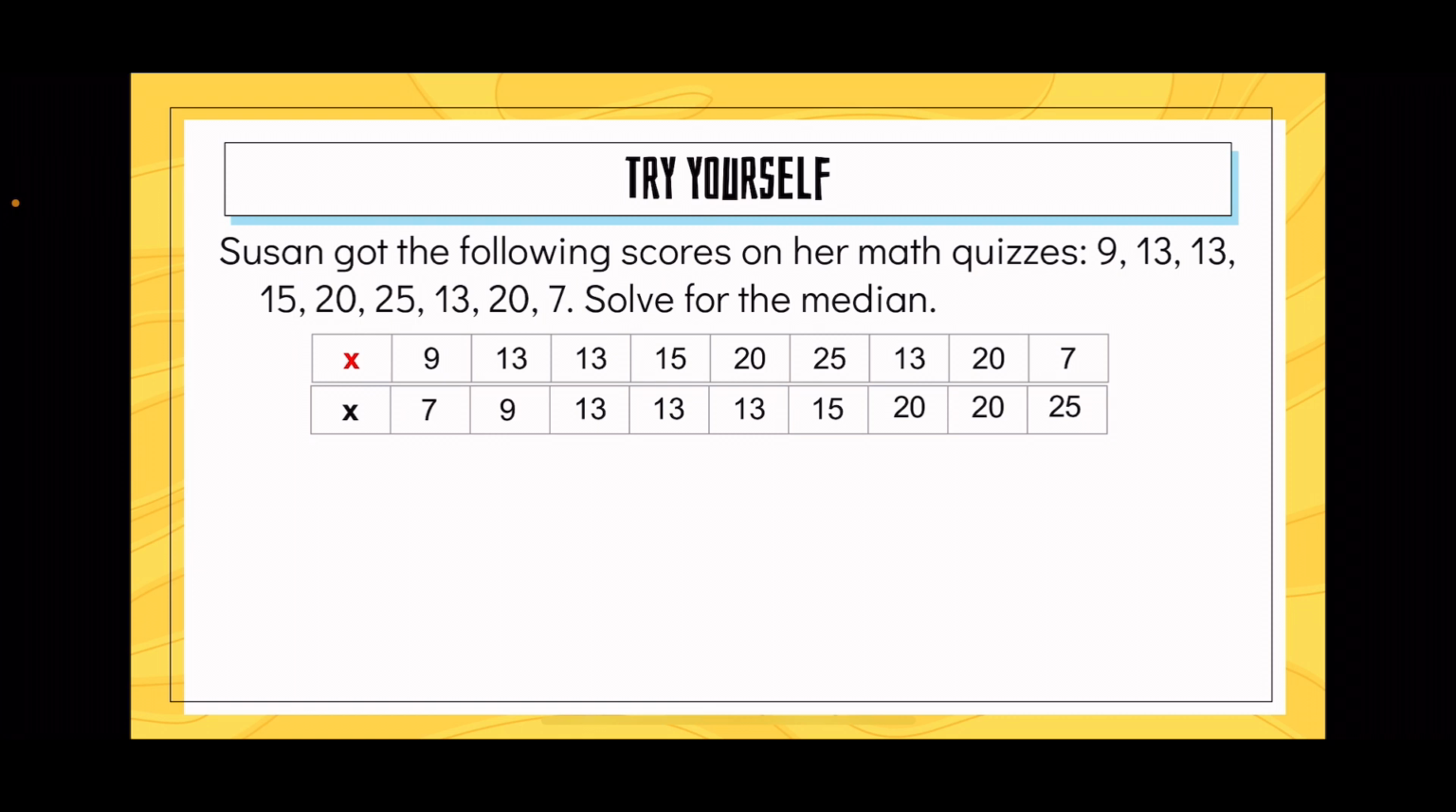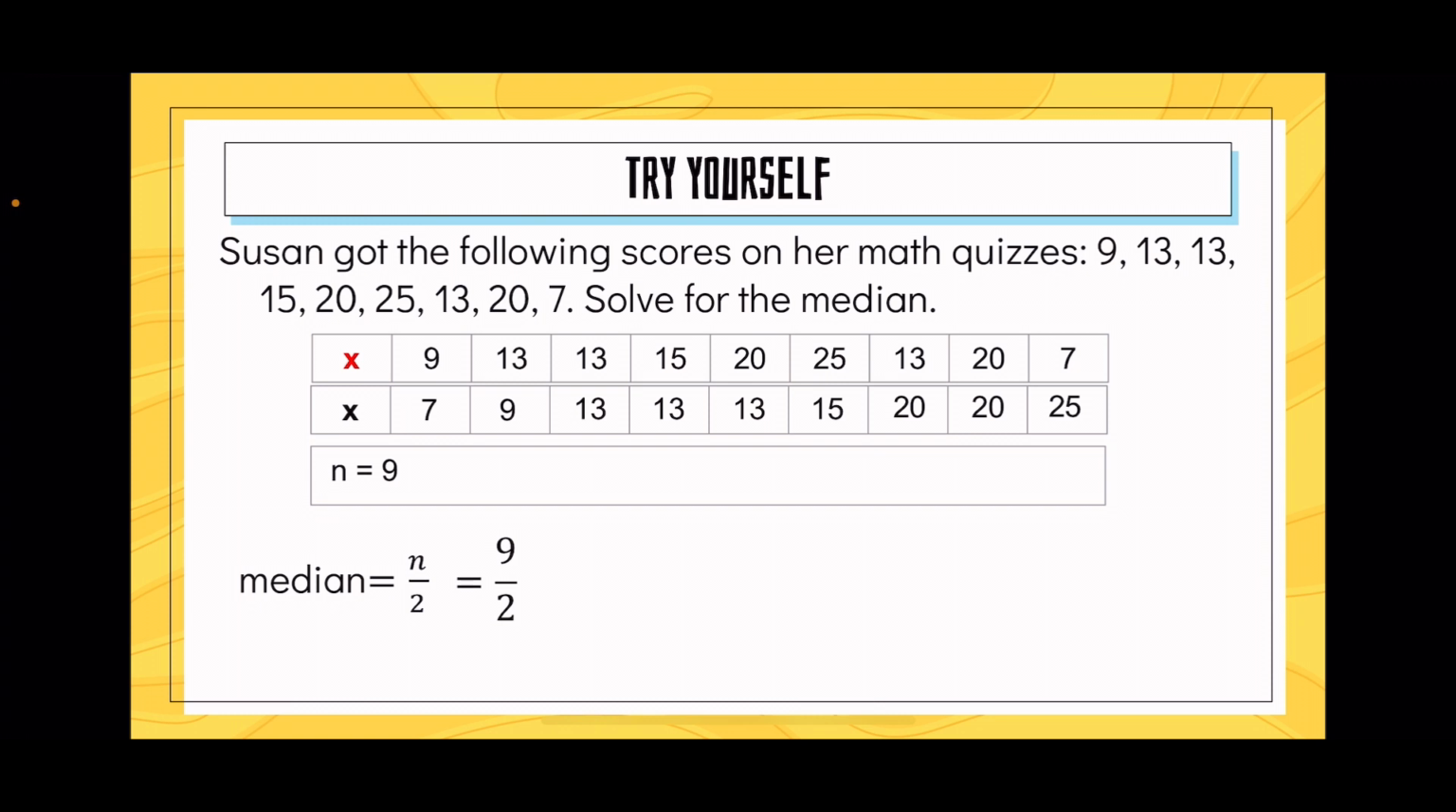Next, what we are going to do is count the total number of scores. And the total number of scores in this set of data is equal to 9. So is 9 an odd or an even number? Very good. It's an odd number. So the median is equal to n divided by 2. We are going to substitute n. It will become 9 divided by 2. And 9 divided by 2 is equal to 4.5.